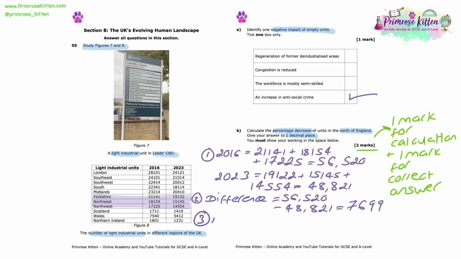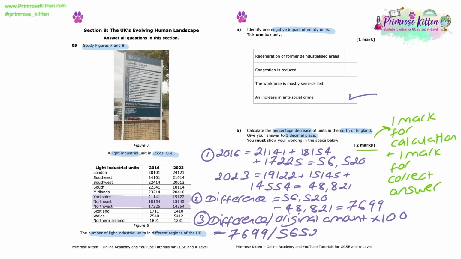Finally, the third step is to work out this decrease in the number of units as a percentage. We need to do this by dividing the difference by the original amount and then timesing by 100. This is therefore 7,699 divided by 56,520 times 100, which gives us an answer to 1 decimal place of 13.6%.